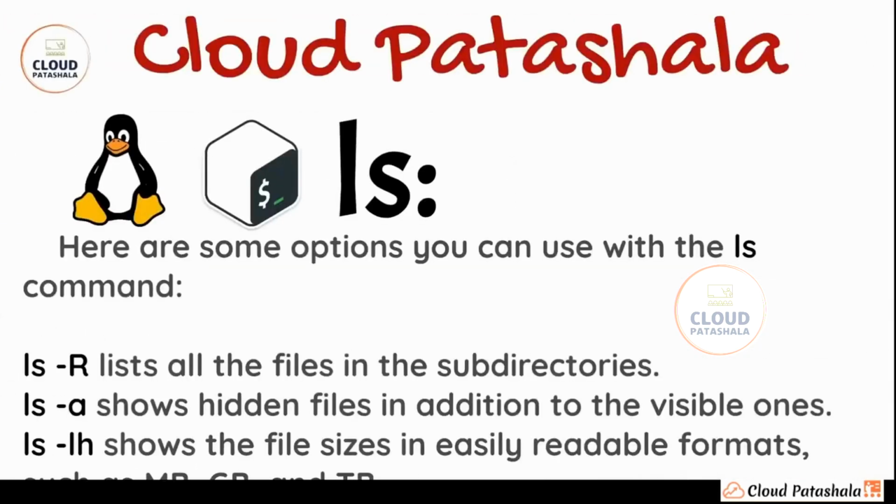inside the documents folder. Some other options that we can also use with the ls command: ls -R would list all the files in the subdirectories. ls -a would show even the hidden files that are available in the directory. That is, any file or folder that starts with a dot in Linux is a hidden file or directory. ls -lh would show the file size in an easily readable format such as MBs, GBs and terabytes. So these are the various options that we have in ls.